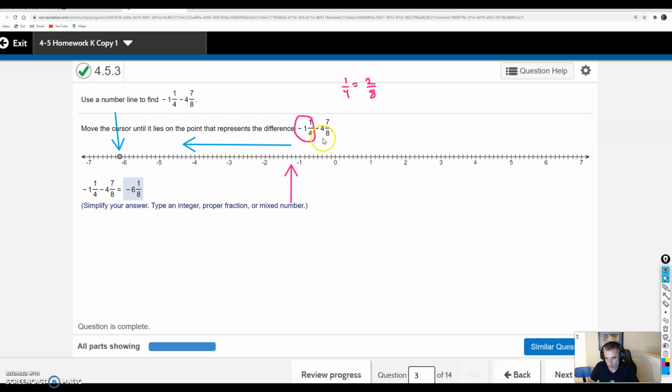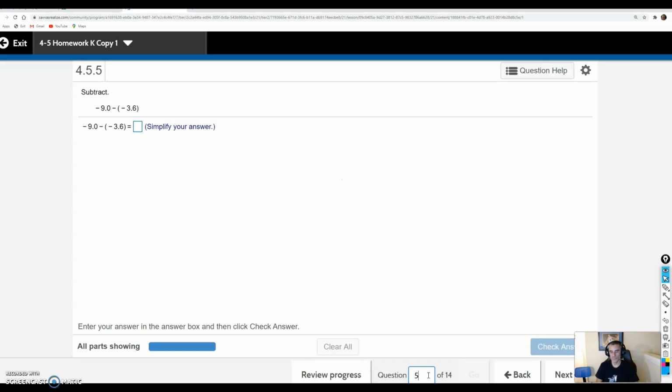Pay attention to your scale. It's going to be different. For me, it was eighths. For you, it might be sixths or fourths or something different. All right, the next question I'm going to go over is number 5. It says, do the subtraction, -9 minus -3.6.